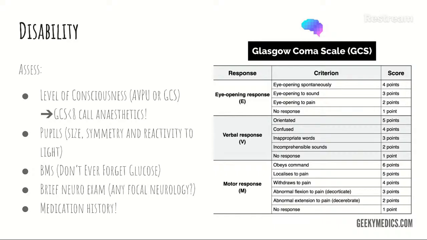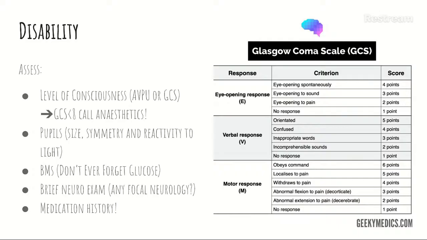BMs is classic. Don't ever forget glucose to finish off your A to E. That tells you a lot. If they're hypoglycemic, they'll have a reduced consciousness. All you need to do is a normal BM and you've identified the source of the issue pretty quickly.